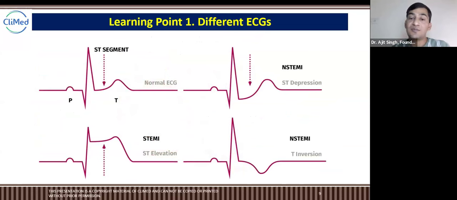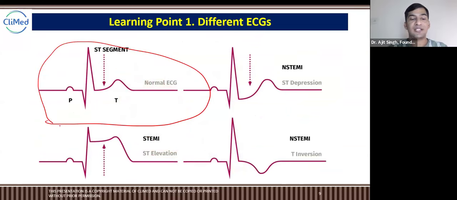What are the different types of ECG you will see? See, this is the normal ECG, and you will see this is the normal P wave. This is Q, this is R, this is S, this is T. And then there is QT, from here to here, there are segments.